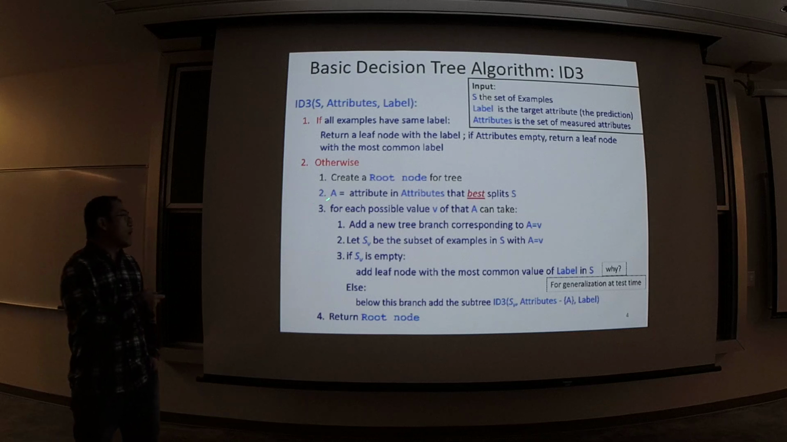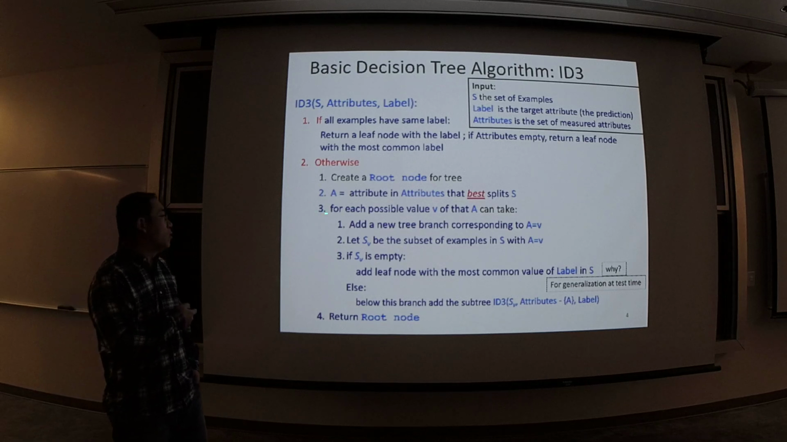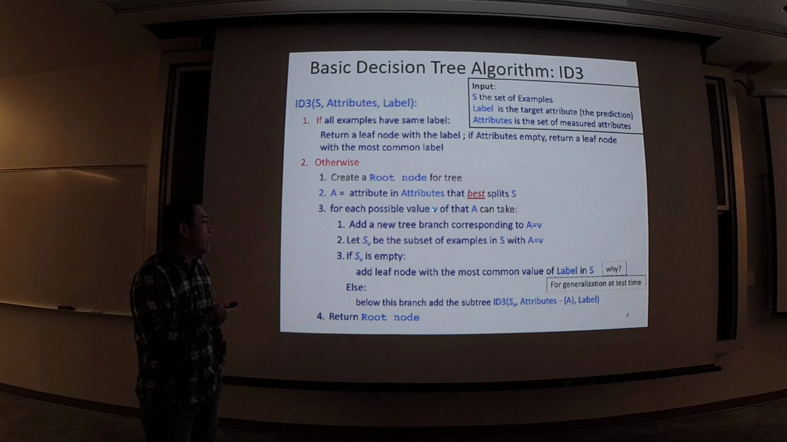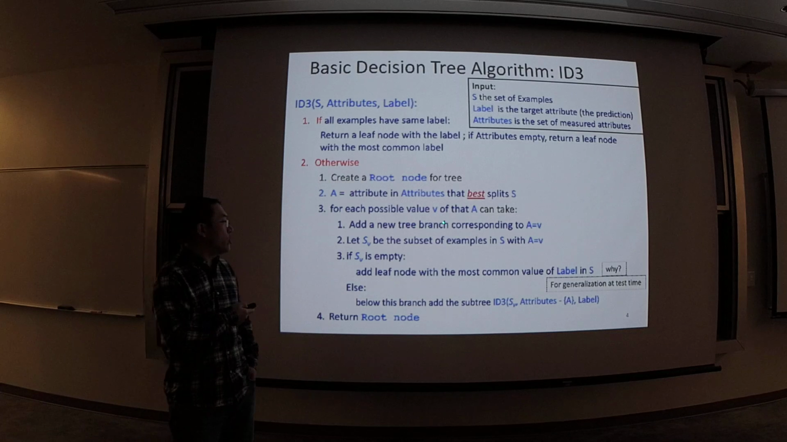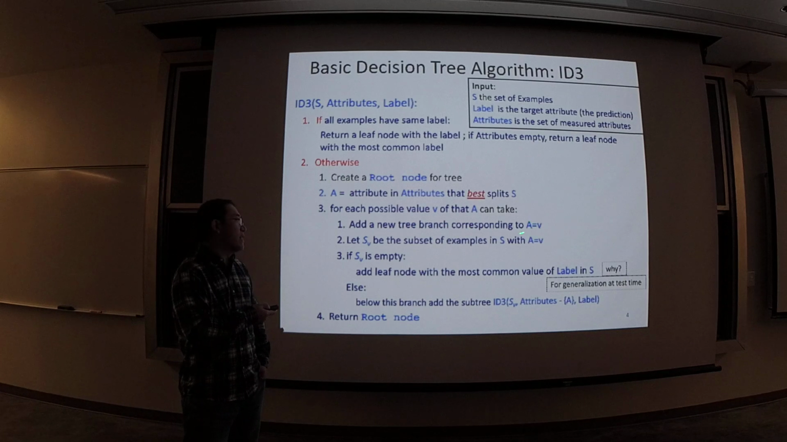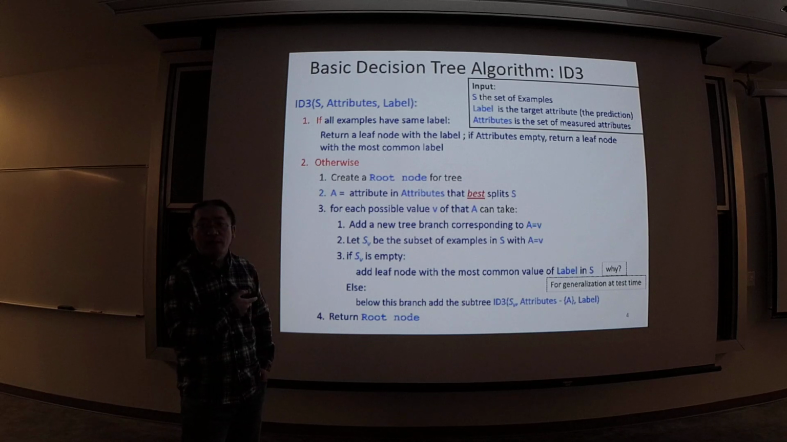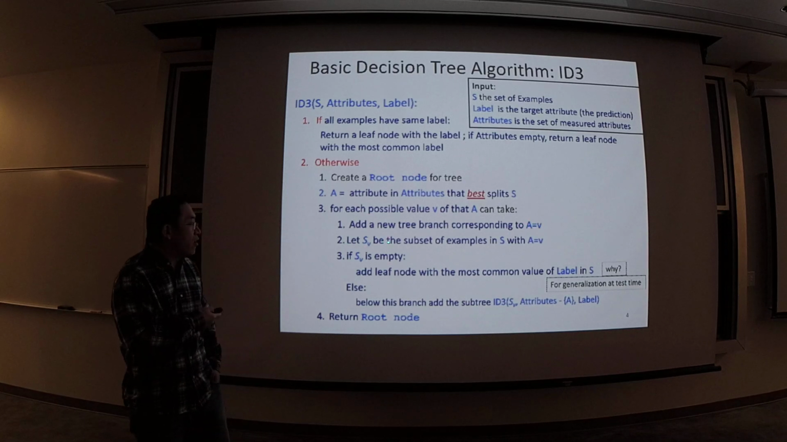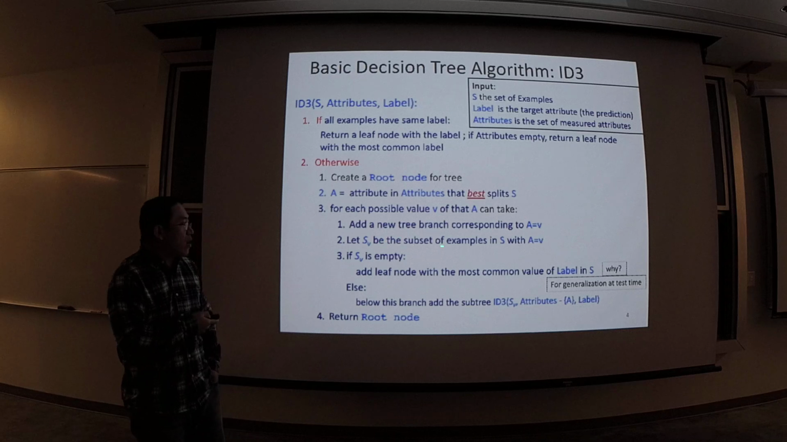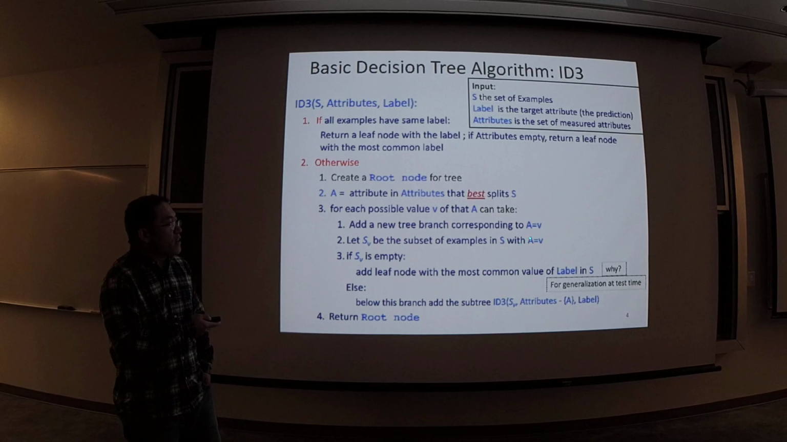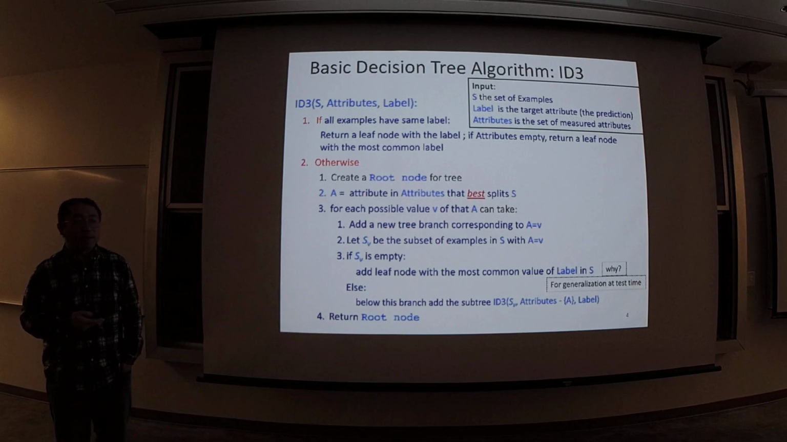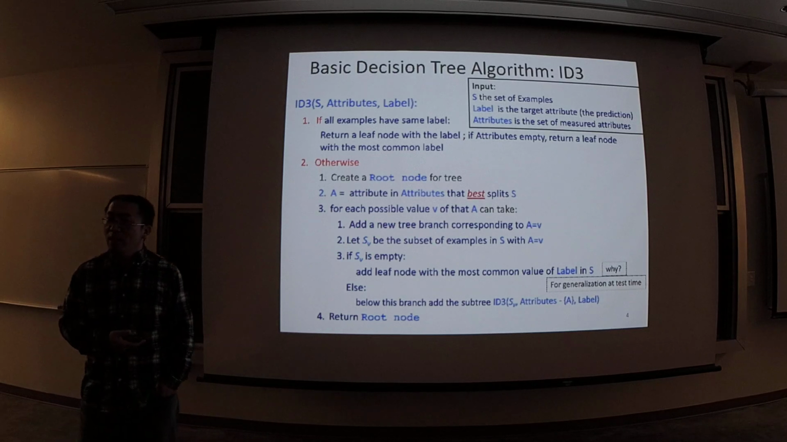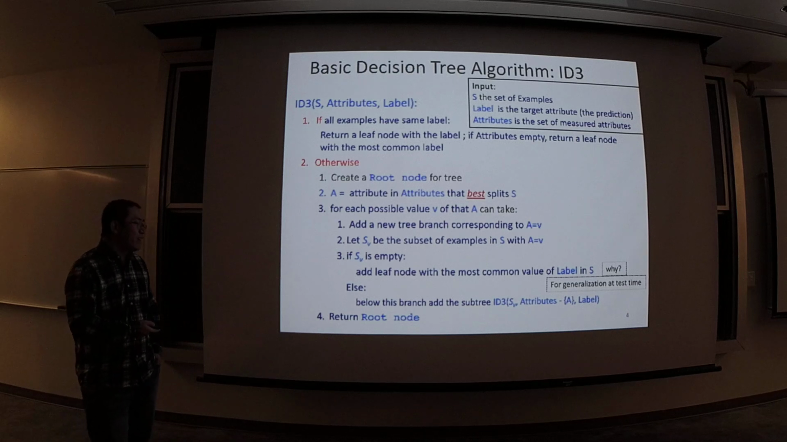Once we identify the best feature A, we look into all the possible values that A can take. For each value, we add a new tree branch where the test condition is that feature A takes value B. Then from S, we take out all the subset examples where feature A takes value B. We denote it by SV. And here is a subtle corner case that is worth your attention.